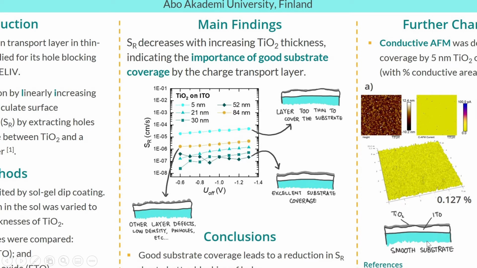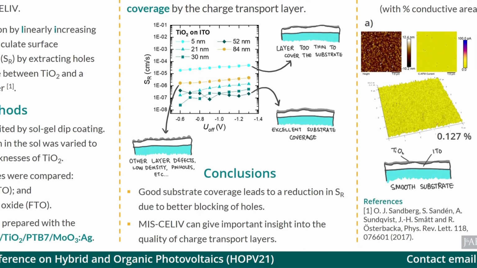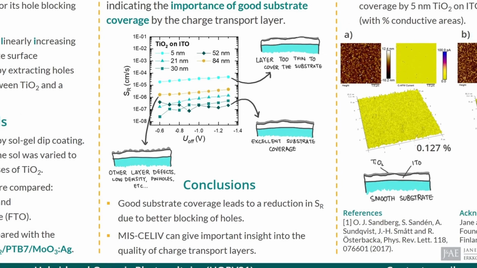This is due to better hole blocking of the titania layers, likely due to better surface coverage that is offered by the thicker layers. If the layers are otherwise defective, we again see that the surface recombination velocity increases. As we see for our 84 nanometer titania layer, where due to low density, the layer tends to disintegrate and forms cracks. Hence, it is important to ensure substrate coverage to reduce surface recombination in functional devices, and MIS-CELIV is a good technique to study such properties.